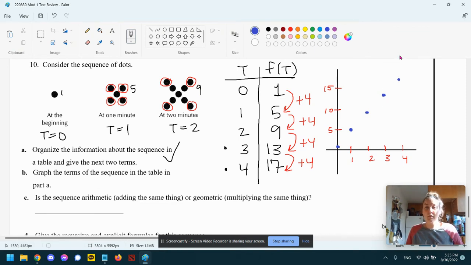And we would leave it like this. We don't really connect it because we don't have decimal times in our pattern. We'll leave it like this. And again, that's just taking these two numbers and plotting them on our XY coordinate plane. Like 3, 13 turns into this star.